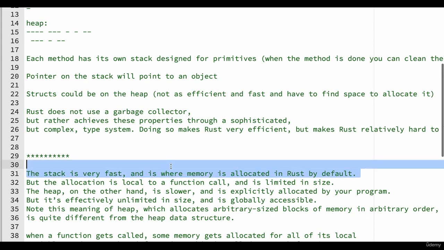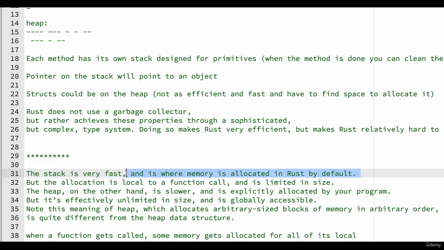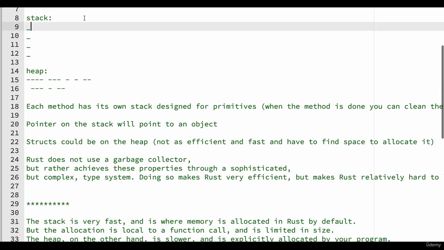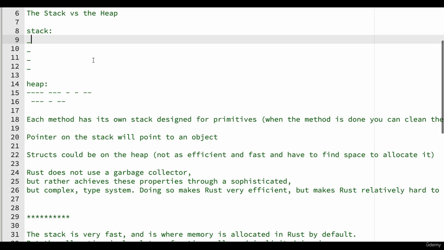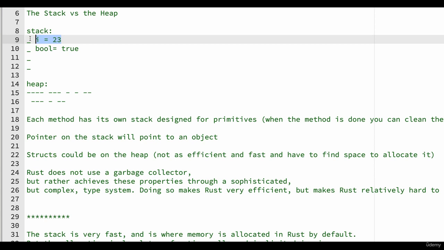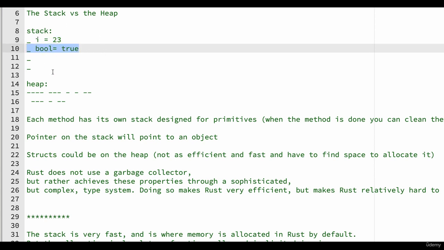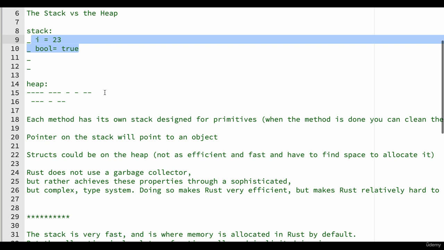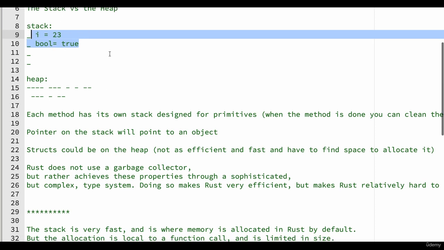More formally, the stack is a very fast way where memory is allocated. Think about primitives, like an integer. When we build an integer i, and i is 32, or we have a Boolean that's true, we put these on the stack one after another, let's say in a method. You call that method, you do what you've got to do, and then when the method's done, the stack just cleans up and it's gone.